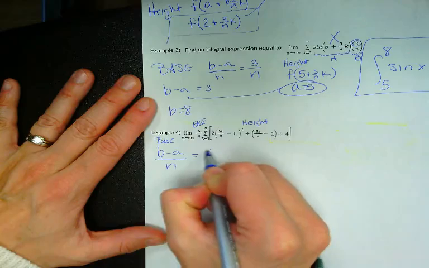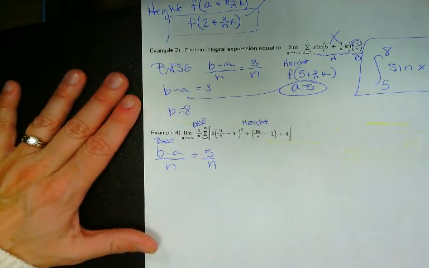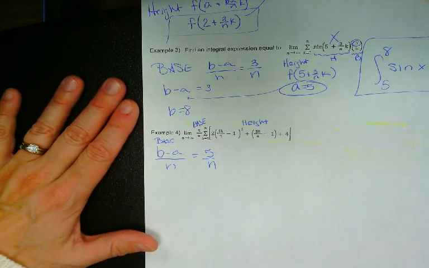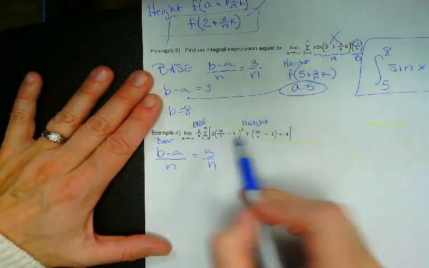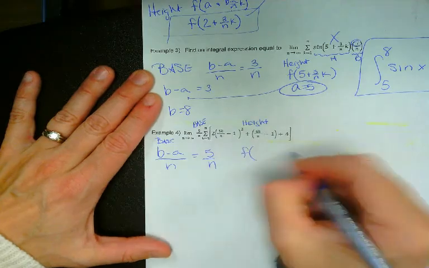So I know my b minus a over n, my base, is equal to 5 over n. Okay. So I know I'm looking for a distance of 5 in my integral. That's the first thing I'm going to take note of. I need to have a gap of 5. Okay, now who was substituted in? Who did they find? F of who?